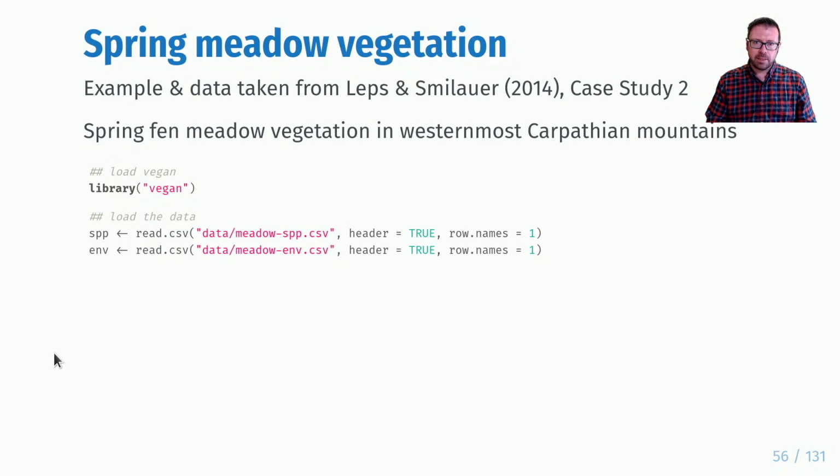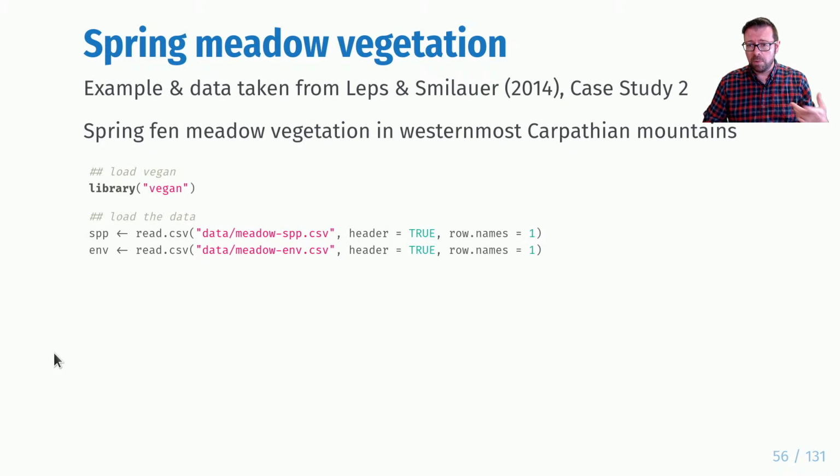Okay, so I'm going to have a quick example now looking at the spring meadow vegetation. This is an example, and the data themselves are also taken from this nice textbook by Jan Lepš and Petr Šmilauer, the second edition, I think, of their Multivariate Analysis of Ecological Data using CANOCO. I'll put the reference up. Even though it's using CANOCO, which is commercial software, it's got a load of useful information for fitting these kinds of models, lots of example data, and so I've been trying to replicate some of the analyses in their book using vegan.